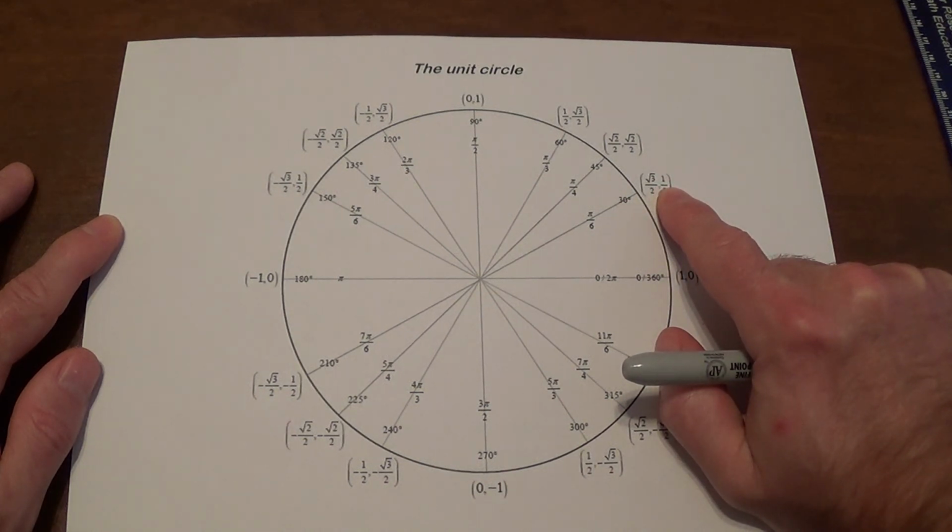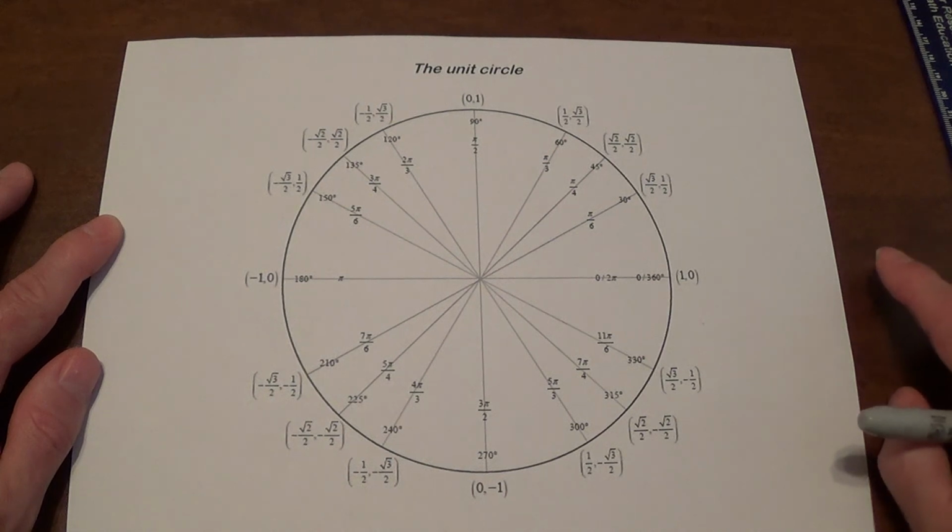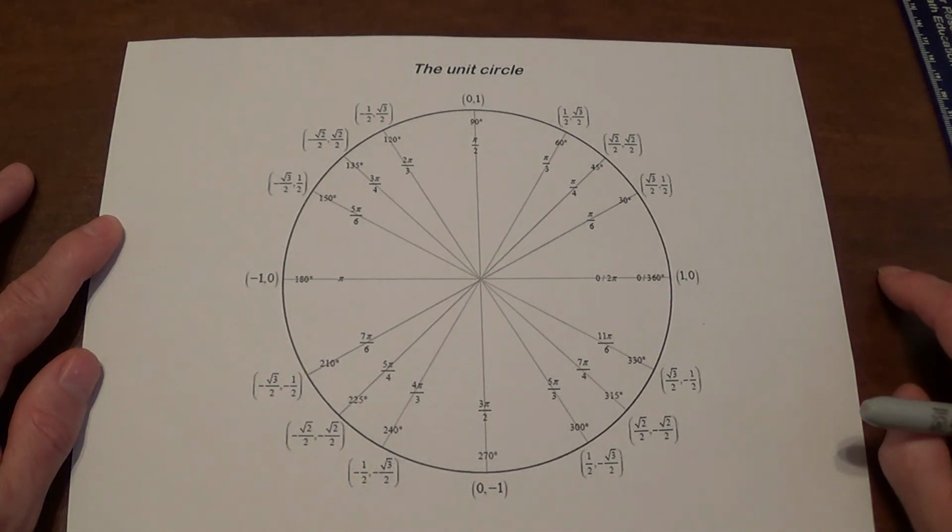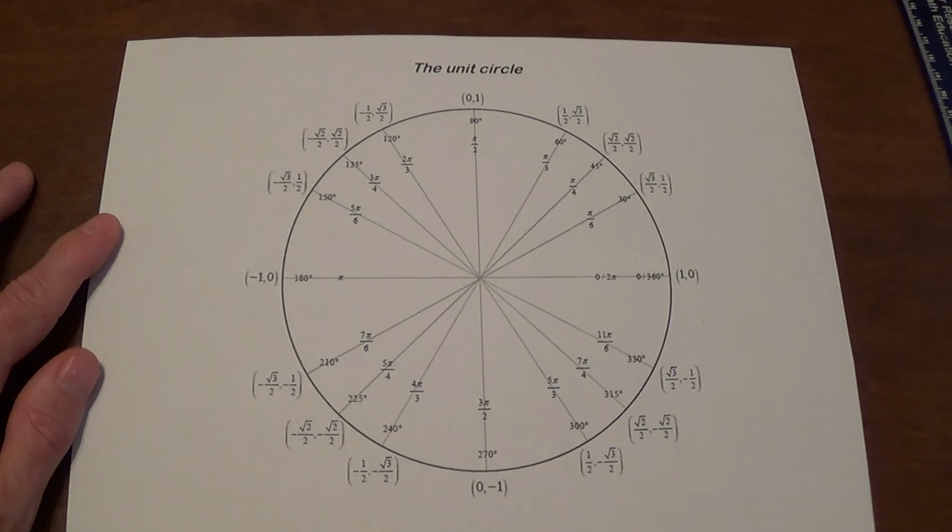And then you can find tangent by taking sine over cosine, cotangent by cosine over sine, secant by taking the reciprocal of cosine, and cosecant by taking the reciprocal of sine. And that's what this unit circle is for.